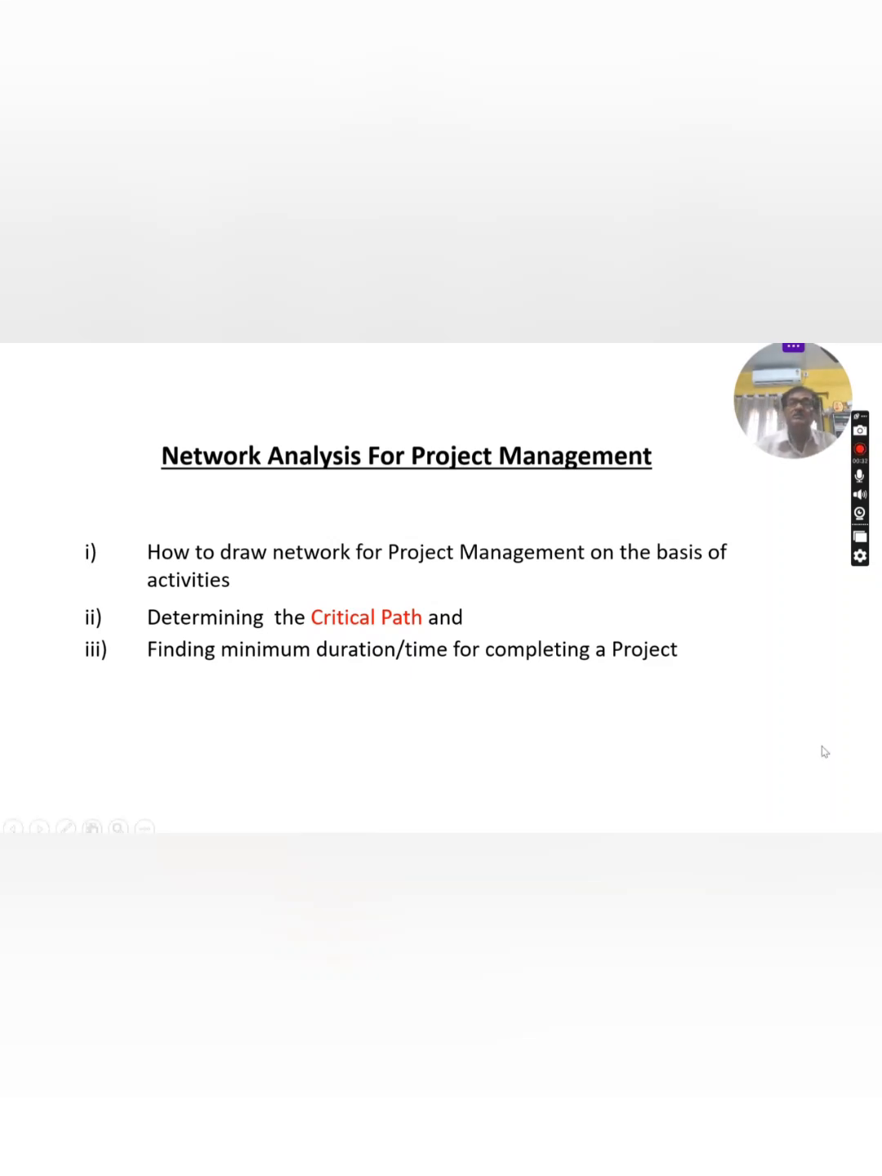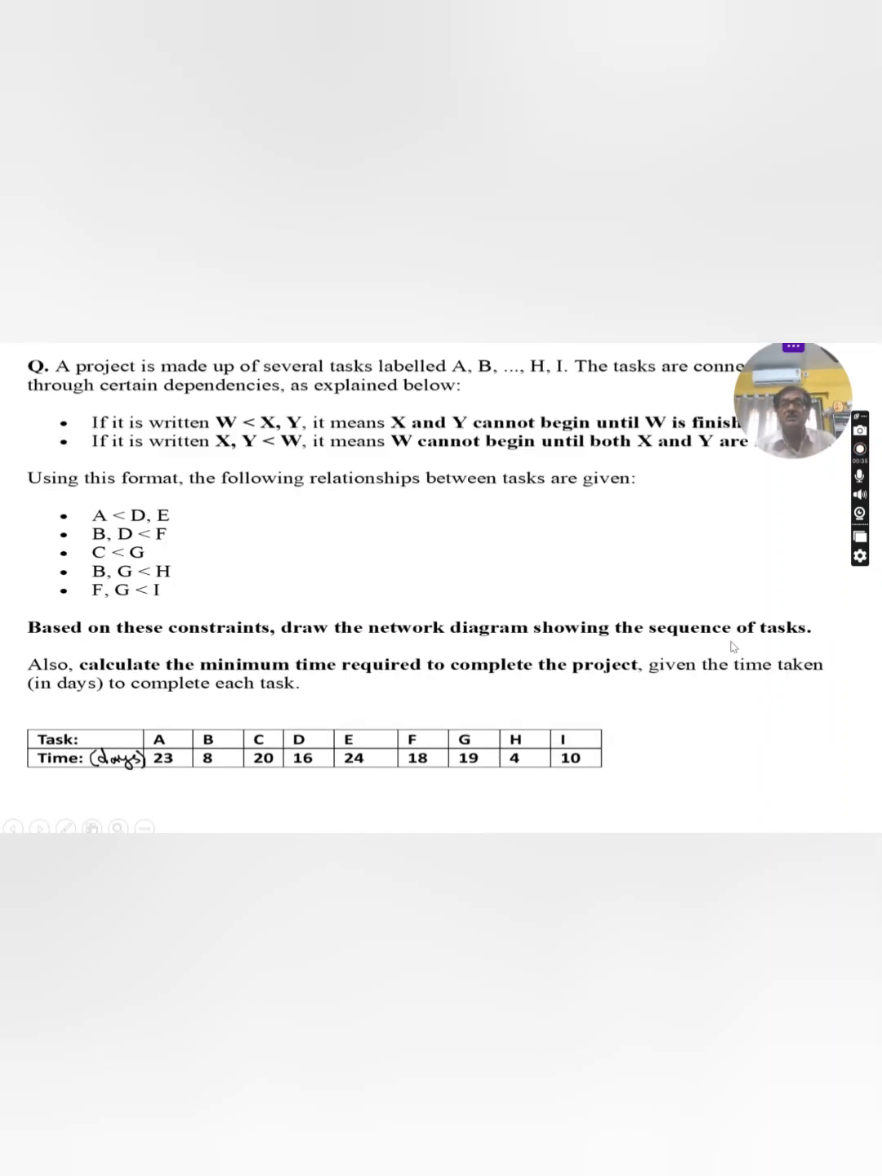Okay, it is better to discuss through a problem, and this is the given problem for which we determine the critical path and at the same time the time duration for completing the project. In this problem, the precedence relationship of the tasks is given. First you have to draw the network.